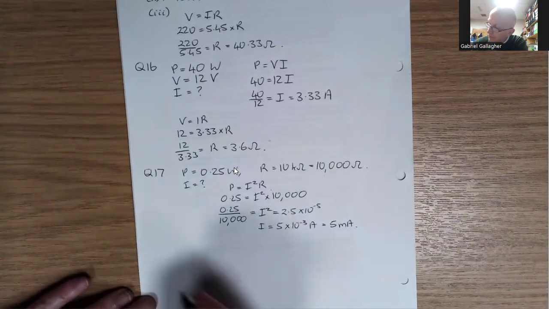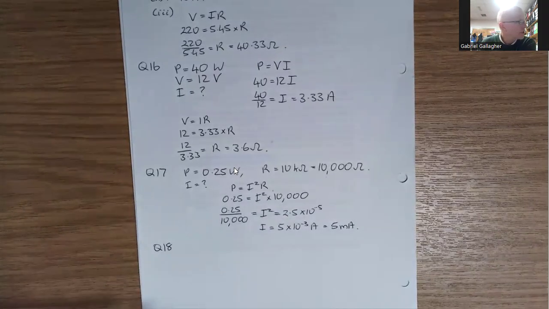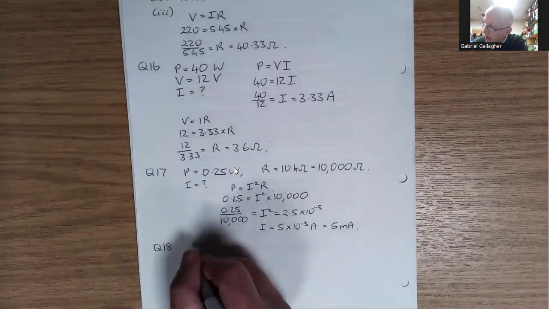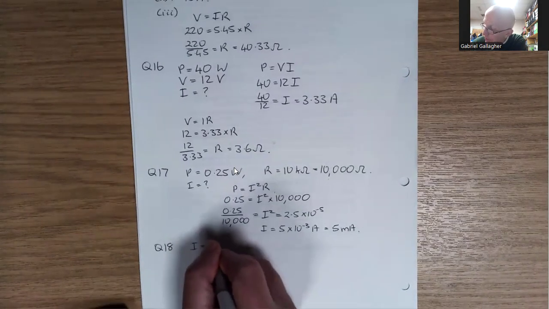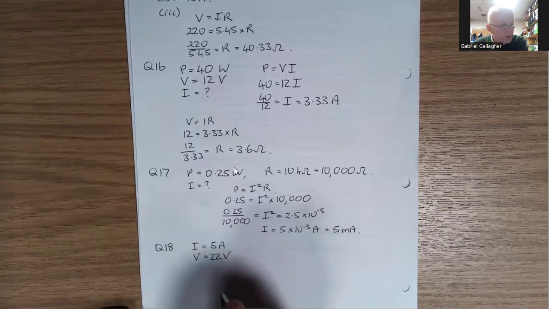Moving quickly along. Question 18. How much heat energy is supplied in 1 minute by a heating element which passes a current of 5 amps when there's a PD of 22 volts across it? So I is 5 amps. The potential difference is 22 volts. And you're asked for the heat energy supplied in 1 minute.